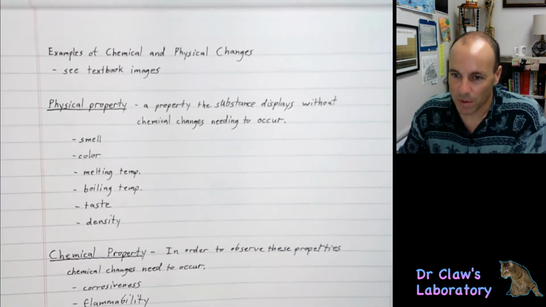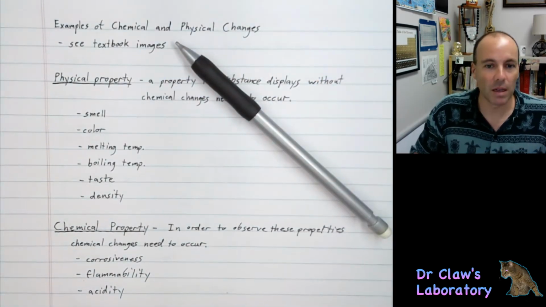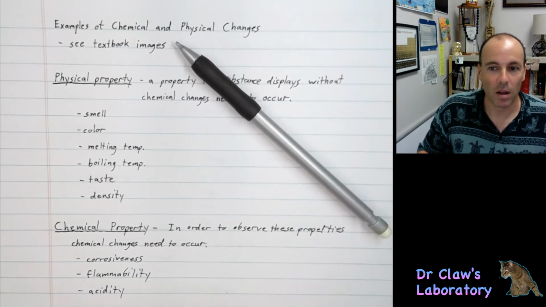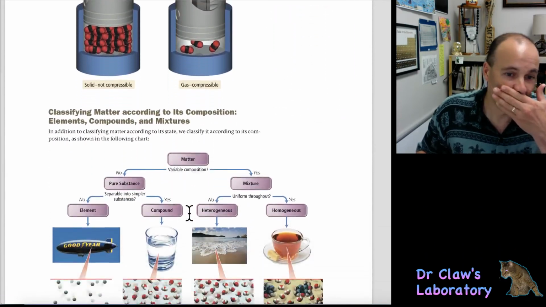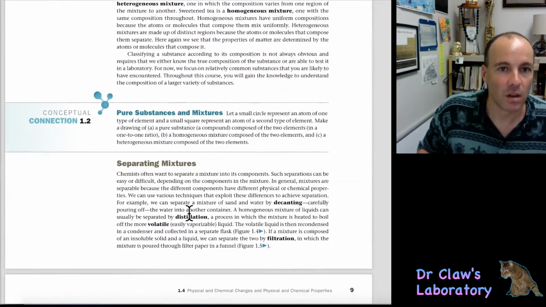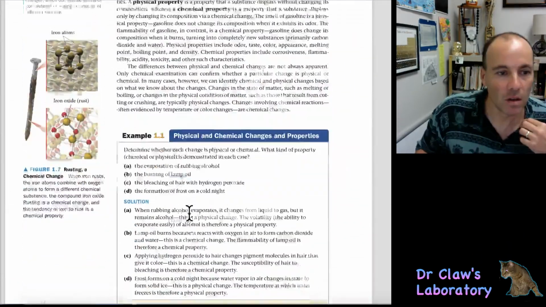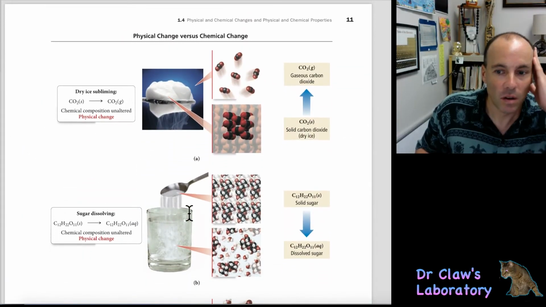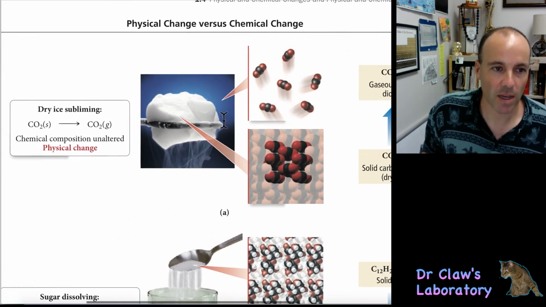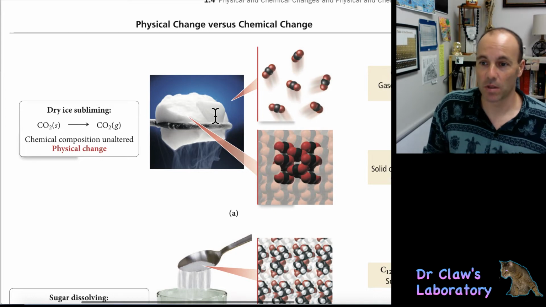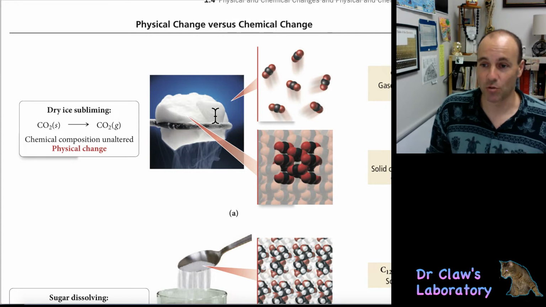So, examples of chemical and physical changes. Let's look at the textbook images. Let me get that ready. Okay, so here's an example. Let's check this out. Everybody has seen dry ice, which is solid carbon dioxide. It's not water. Carbon dioxide, dry ice.